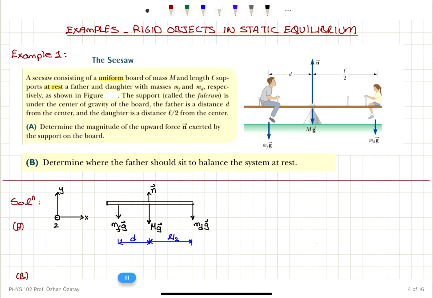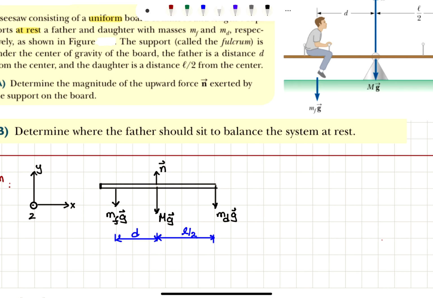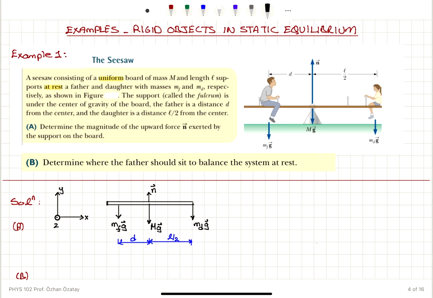Okay, so we can place these forces here in this diagram. We have m_f times g at a distance d from the support point, m_d times g at a distance L over 2 from the support point, and we have Mg and the normal force here. And let's put our x-axis as the horizontal axis, y-axis, vertical axis, z-axis coming out of the page. Okay, so what is the condition for equilibrium?